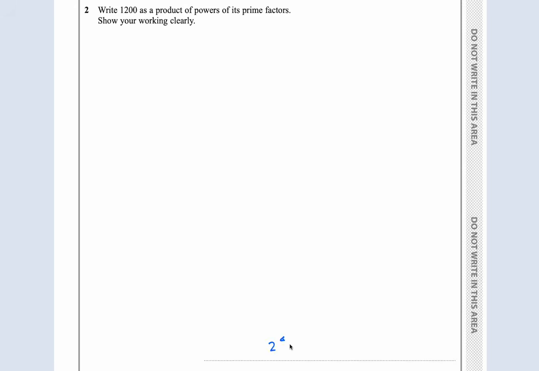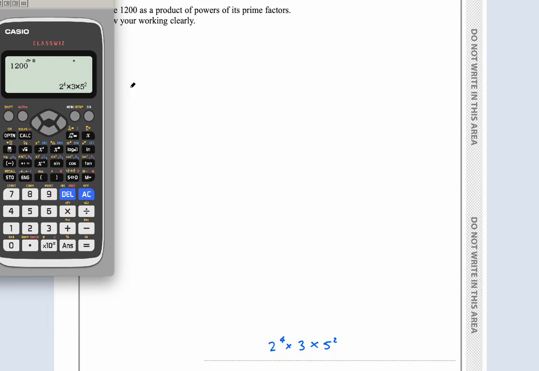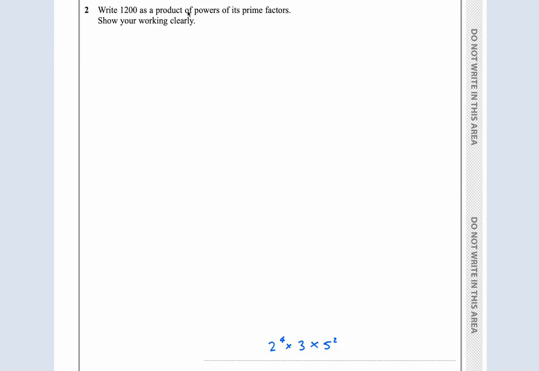2 to the power 4 times 3 times 5 squared. And that's the answer, but it's also the answer as a product of its prime factors. Okay, so now we need to show our working.